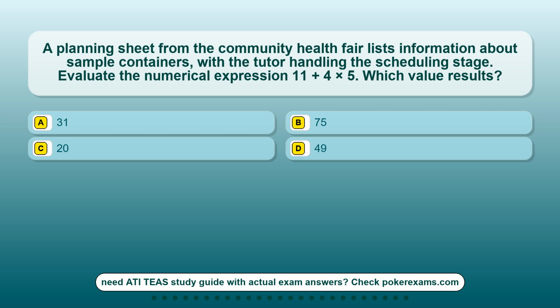Question 3. A planning sheet from the Community Health Fair lists information about sample containers, with the tutor handling the scheduling stage. Evaluate the numerical expression 11 plus 4 times 5. Which value results? Option A, 31. Option B, 75. Option C, 20. Option D, 49. The correct answer is option A, 31.